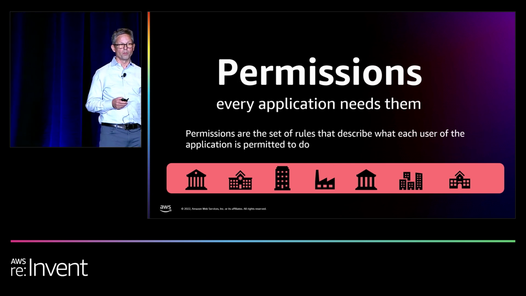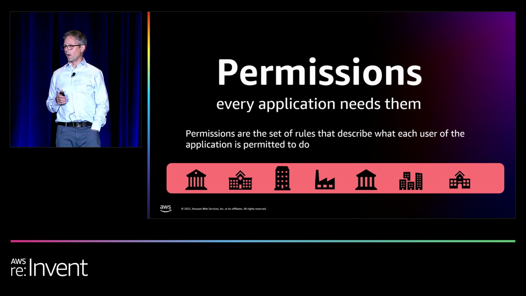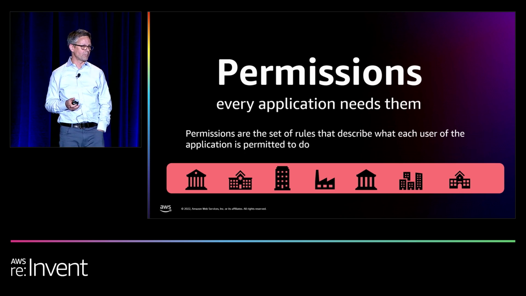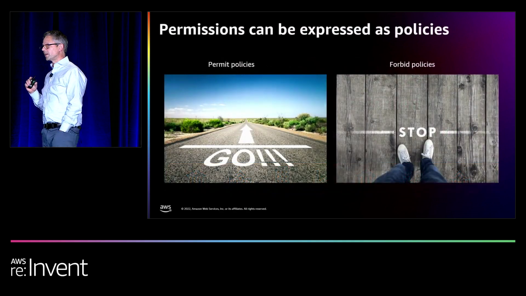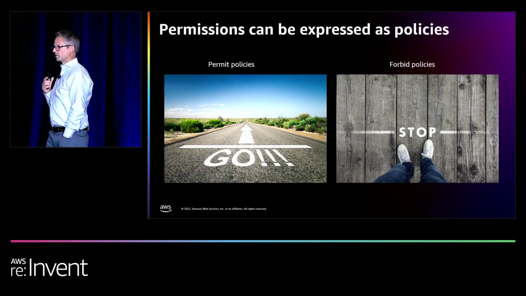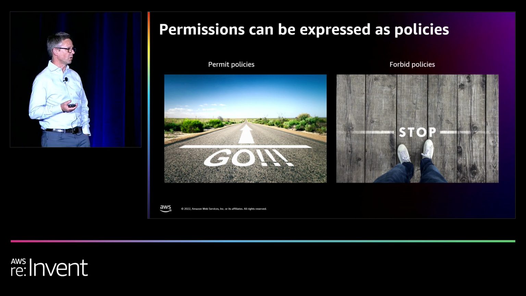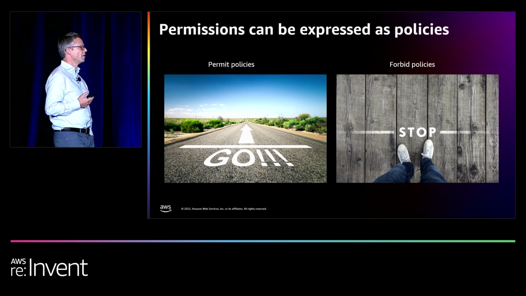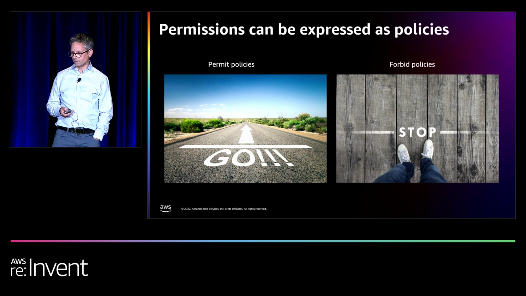So we can define permissions broadly as the set of rules that describe what each user in the application is permitted to do. And we can express those permissions as policies. In the simplest sense, there are two types of policies: those that permit you to do something, and those that forbid your user from doing something.